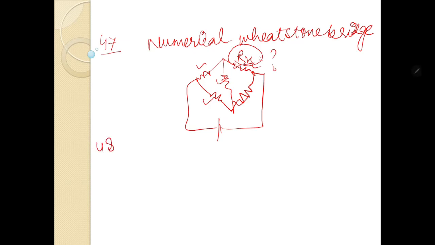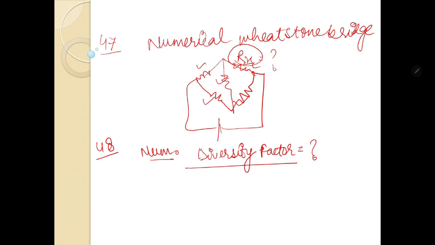One more question was again a numerical based on the diversity factor. The individual maximum demands were given, and the maximum demand was also given as some numeric value, and we have to find the diversity factor. As we all know, the formula for the diversity factor is the sum of the individual maximum demands upon the maximum demand on the alternator or the synchronous machine. Using this formula we can find the diversity factor. This was the question asked.